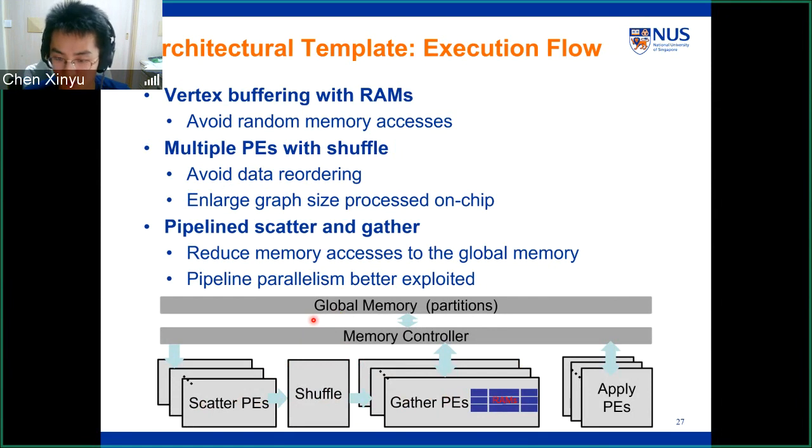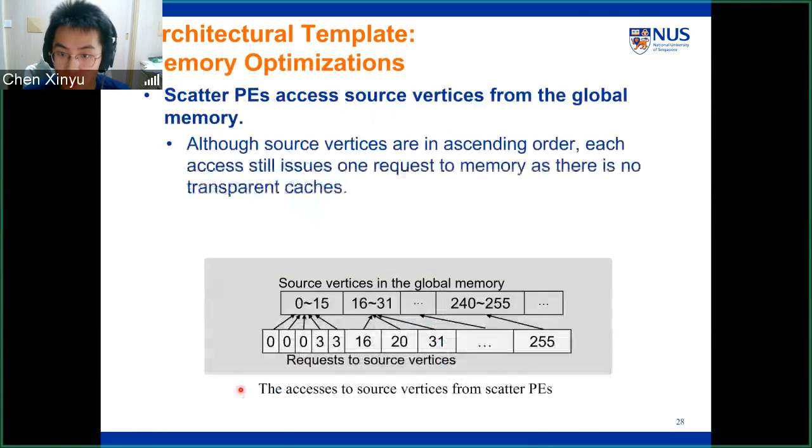However, this execution introduces one side effect, because we only buffer the destination vertices, we do not buffer the source vertices. So we need to access those vertices from the global memory. Because we are processing the CSR format, those vertices are already in ascending order. However, the access will still issue one request to memory, as there are no transparent caches in FPGA.